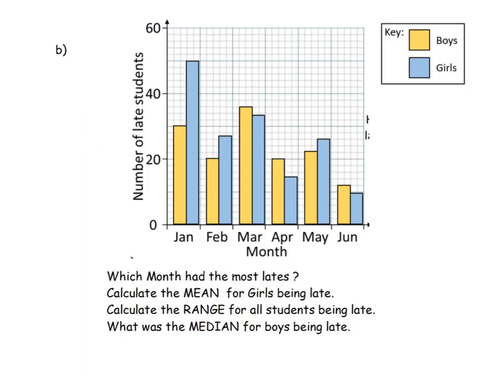So the second question is all about children being late to school. Boys and girls, different colours. Which month had the most lates? Calculate the mean for the girls being late. Calculate the range for all the students being late. And what is the median for the boys being late?